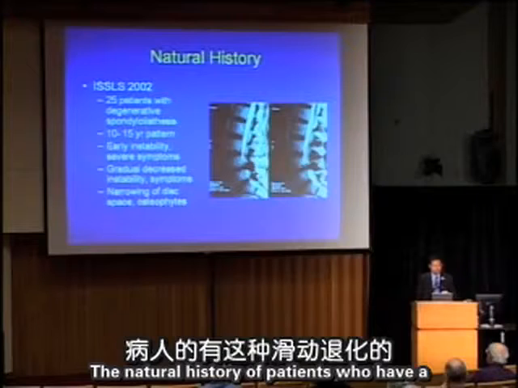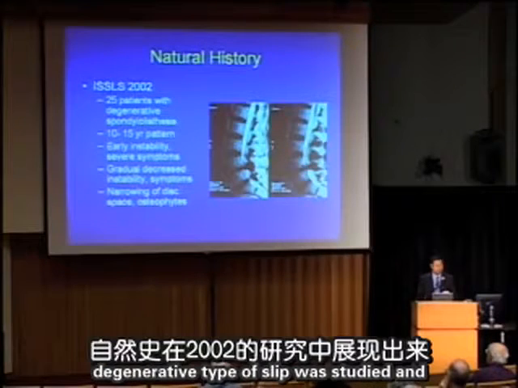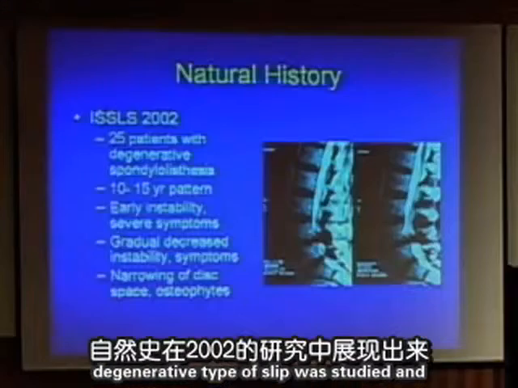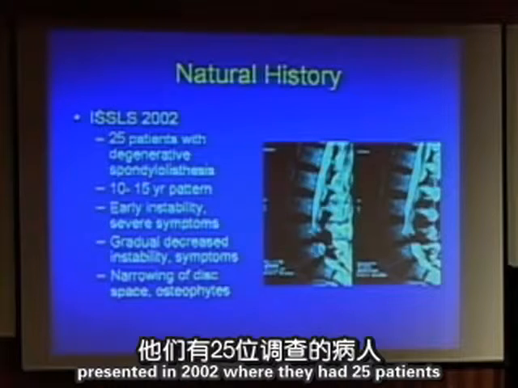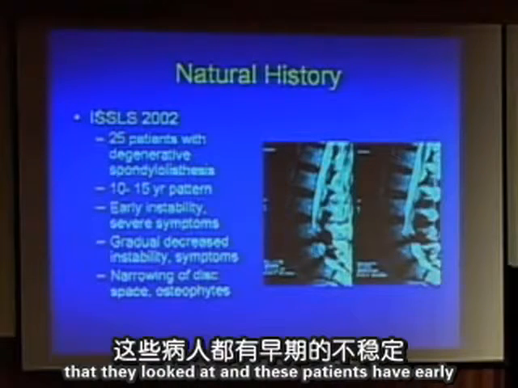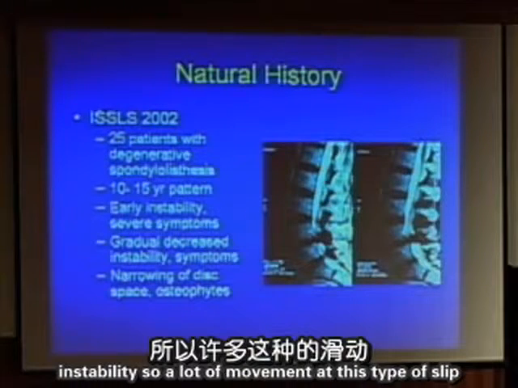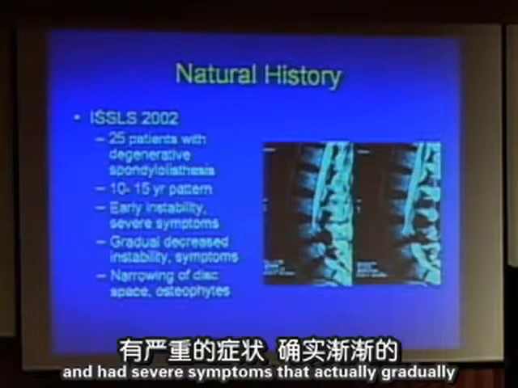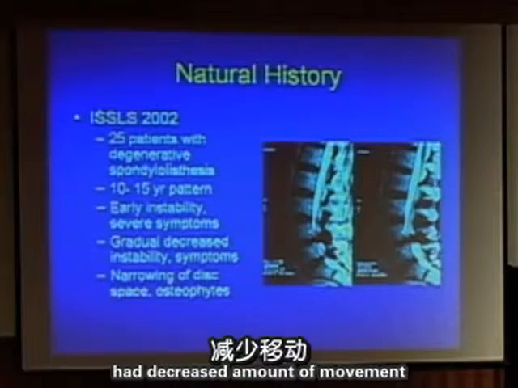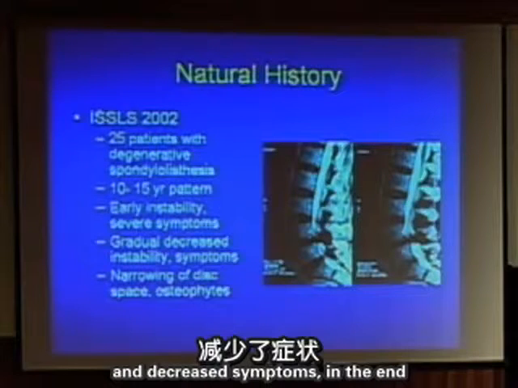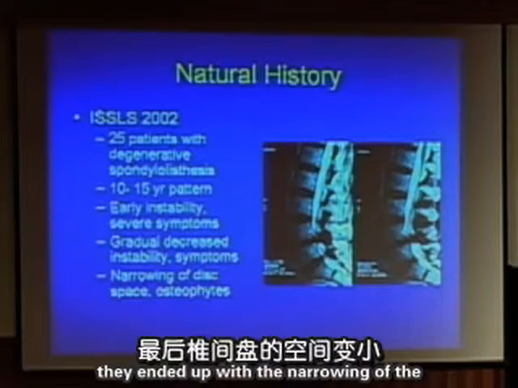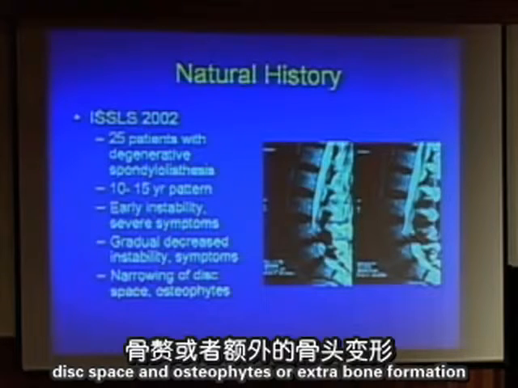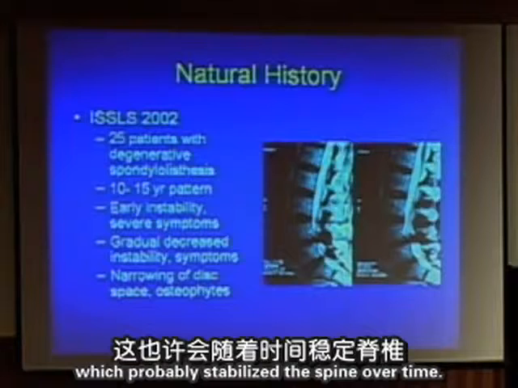The natural history of patients who have a degenerative type of slip was studied and presented in 2002, where they had 25 patients that they looked at. These patients had early instability, so a lot of movement at this type of slip, and had severe symptoms, but actually gradually had decreased amount of movement and decreased symptoms. In the end, they ended up with a narrowing of their disc space and osteophytes, or extra bone formation, which probably stabilized the spine over time.